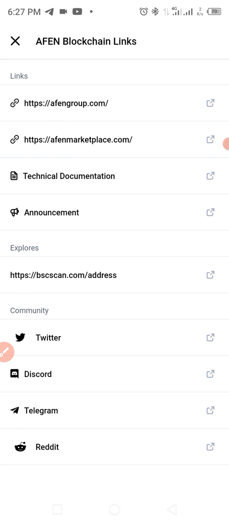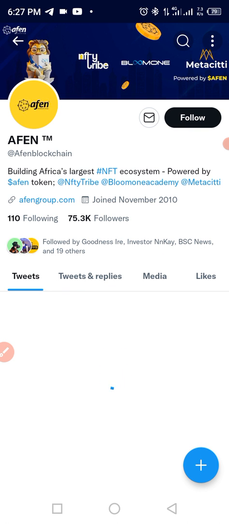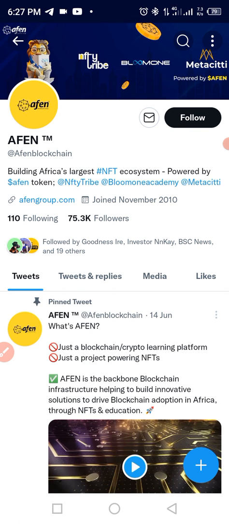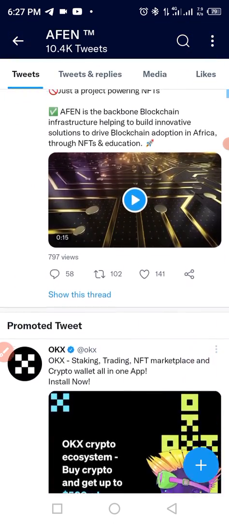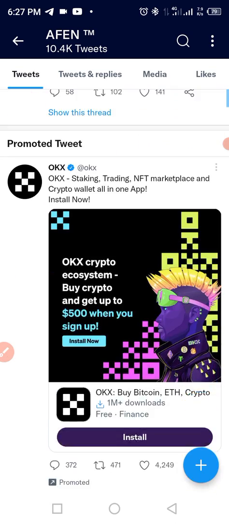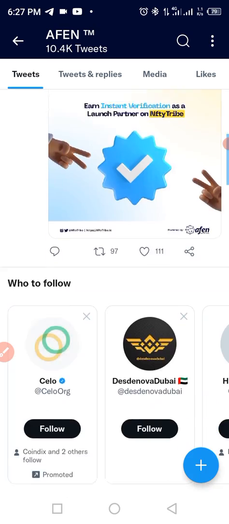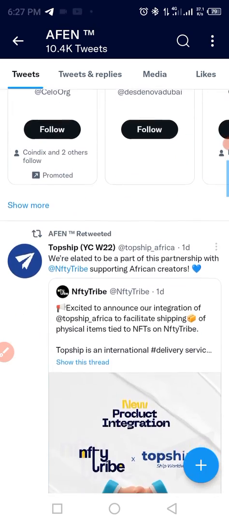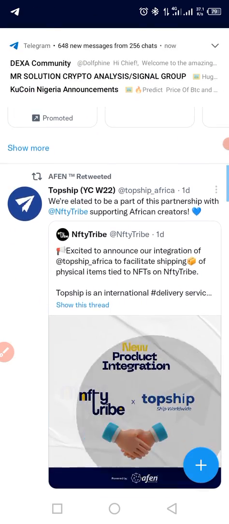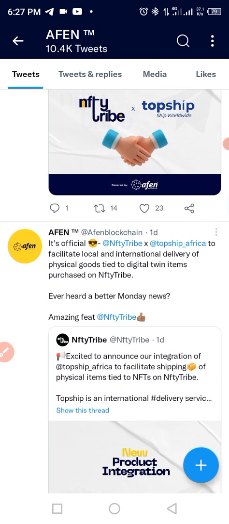So let's look at the community. Click on the community. Let's see how many followers they have on Twitter and how often they update. Okay, they have 75,000 followers. Let's see what they are doing. See how often they update their platform. Six hours ago they had a post. They're basically retweeting, and I don't like anybody that's just retweeting. I want them to be dropping content themselves. Let me see whether they can drop their content themselves.